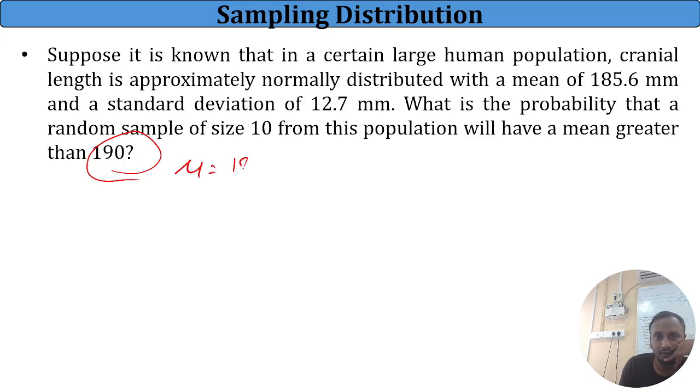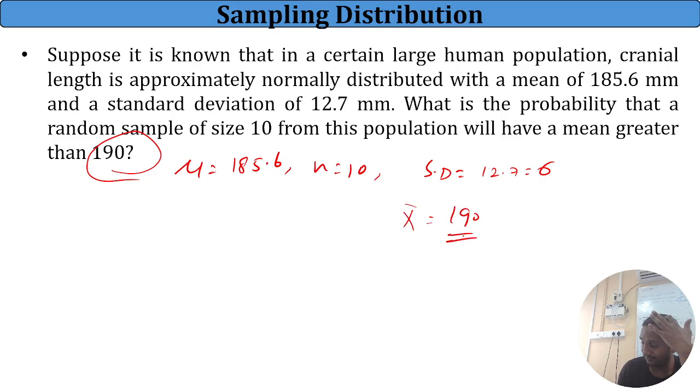Mu they have given 185.6, and sample size they have given 10, and standard deviation they have given 12.7, like it's sigma, and they have given the x bar also, 190. Just tell me what is the value. So we know the value of z is equal to x minus mu upon sigma, is it?